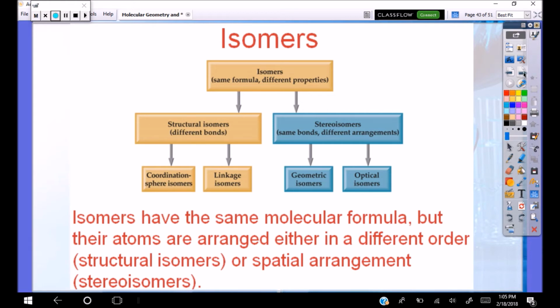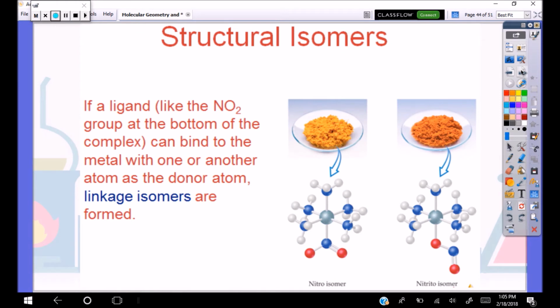Okay, so the key is with isomers, there's the same formula, but we have different properties. Structural isomers have atoms arranged in a different order, whereas stereoisomers have things in a different spatial arrangement, but arranged in the same order. Okay, so a structural isomer.